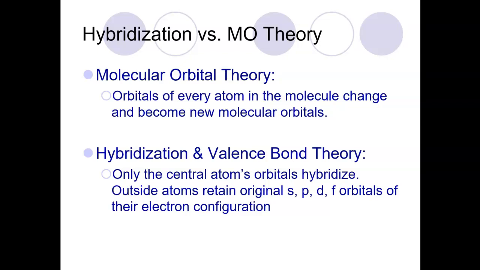Hybridization in the valence bond theory is another explanation for that, but what it's saying is that the central atom hybridizes, not the whole molecule. Molecular orbital theory is the whole molecule smushes together. In hybridization, the central atom hybridizes. And then we see sigma or pi bonds happening between them. The outside atoms don't change in what their orbitals are. So that's the how does it happen?